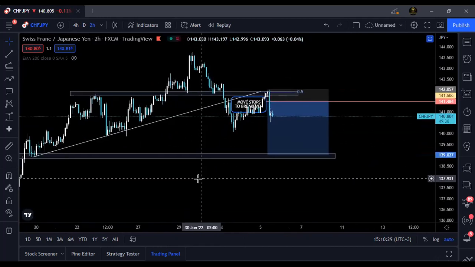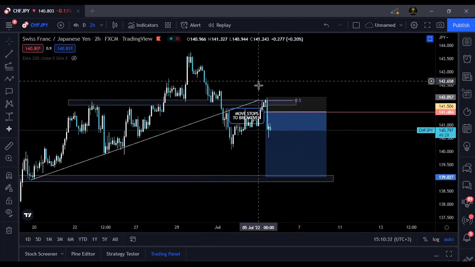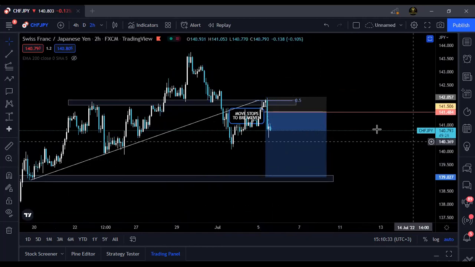I sent this during the weekend. It's a breakdown, anticipating to see prices push lower, and that's exactly what they did. So let's see how it keeps on playing out.